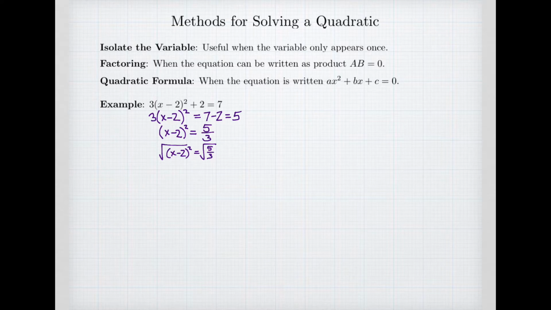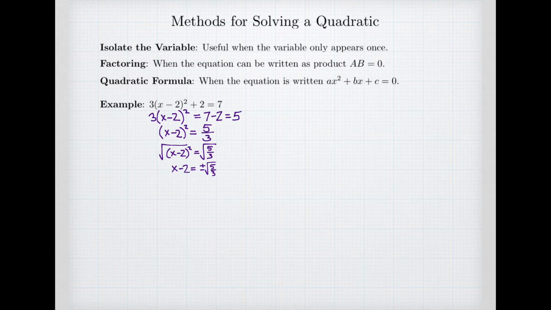So when I use that inverse step and get rid of the square root of a square, I introduce two possibilities. My x minus 2 might have been plus the square root of 5/3, but it might have also been minus square root of 5/3. And this is a common mistake that students forget when they do a square root of a square. There are actually two possibilities. It might be equal to the positive root or the negative root.